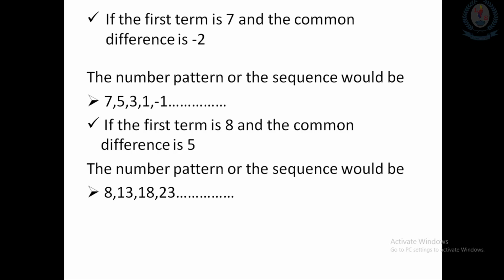If the first term is 7 and the common difference is minus 2, the number pattern or sequence would be: first term 7, 7 minus 2 is 5, 5 minus 2 is 3, 3 minus 2 is 1. If the first term is 8 and the common difference is plus 5, the second term is 8 plus 5, 13. Next term is 13 plus 5 is 18. So 18 plus 5 is 23.